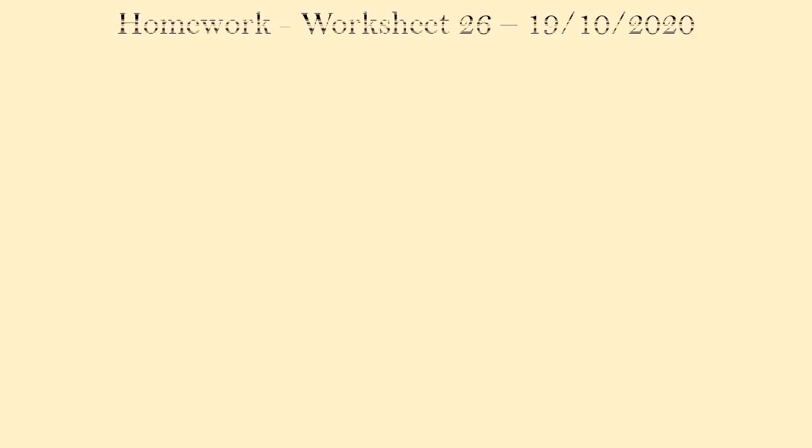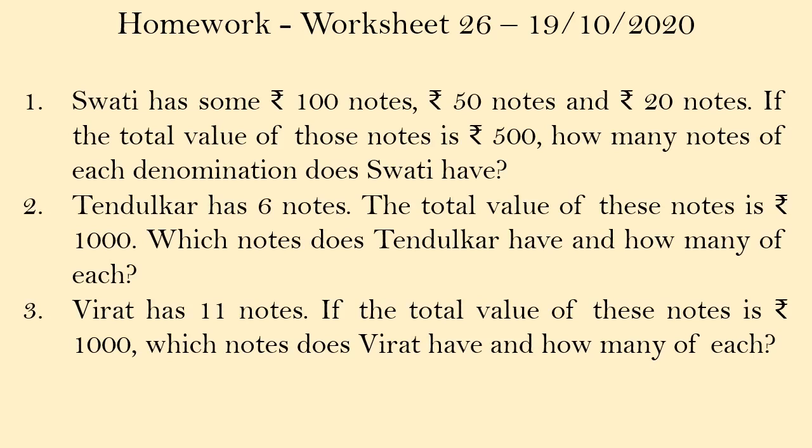Okay. Now, for your homework, I'm giving you three sums. Swati has some 100 rupee notes, 50 rupee notes, and 20 rupee notes. If the total value of those notes is rupees 500, how many notes of each does Swati have? That is the first sum. The second sum is Tendulkar has 6 notes. The total value of these notes is rupees 1000. Which notes does Tendulkar have and how many of each?